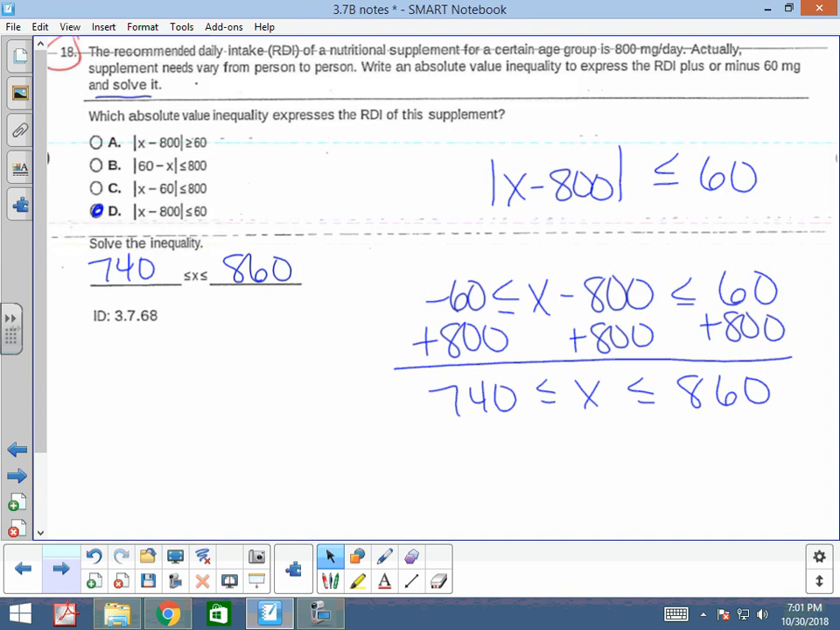Okay, that one was probably about as clear as mud. Okay, so that is the problems for this homework, 3.7b. Now you're ready to work on those.